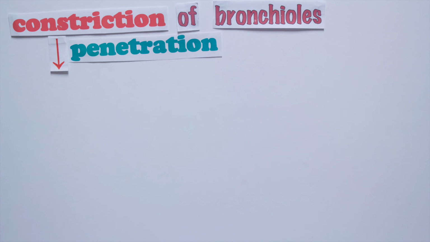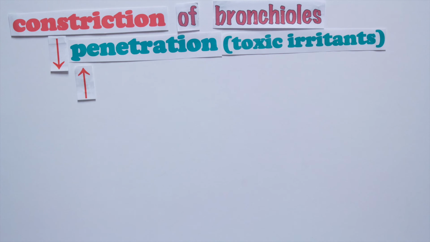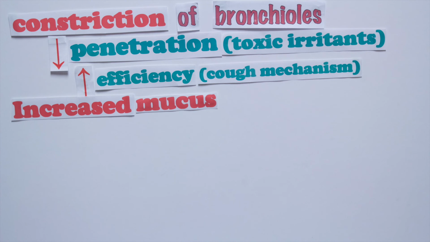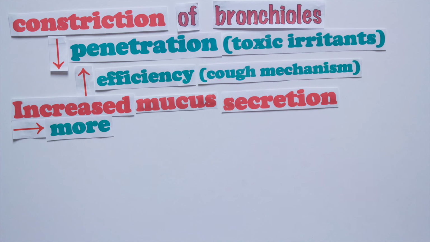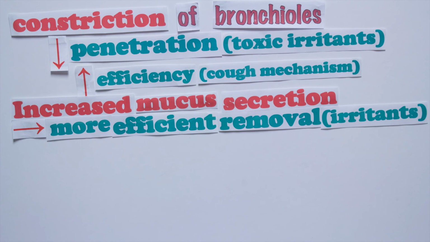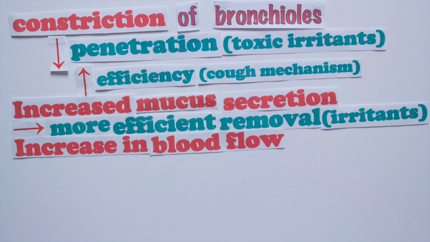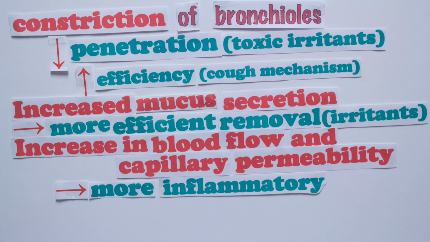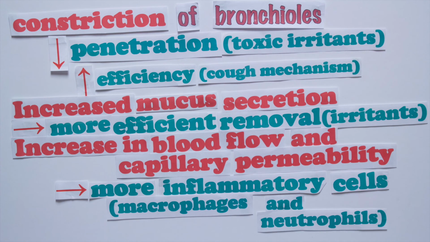One effect is the constriction of the bronchioles, which serves to reduce the penetration of the toxic irritants and increase the efficiency of cough mechanism. Another effect is the increased mucus secretion from bronchial mucinous glands and goblet cells for more efficient removal of the irritant. Lastly, it causes an increase in blood flow and capillary permeability to bring in more inflammatory cells such as macrophages and neutrophils that can manage the harmful irritants.